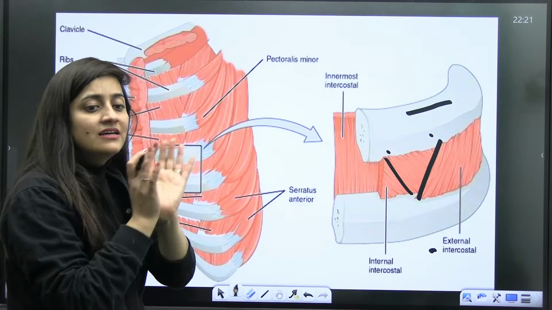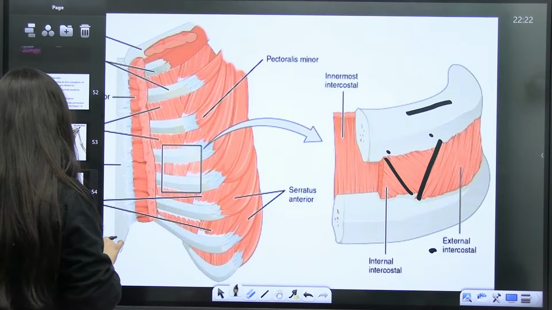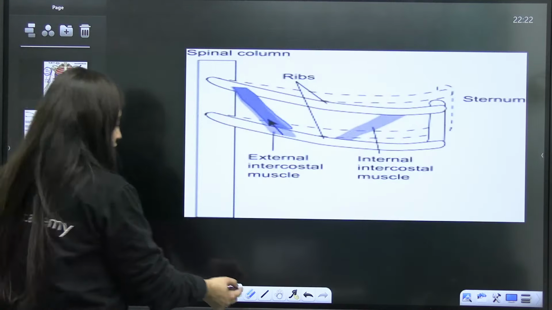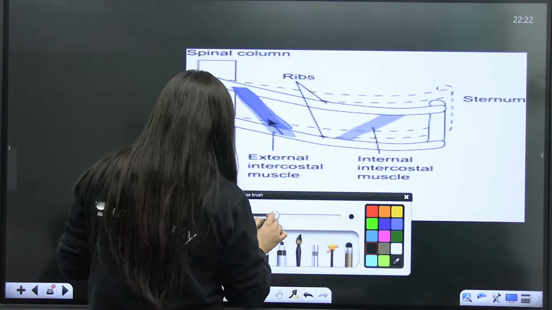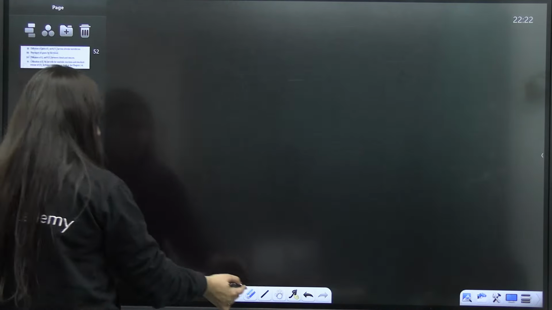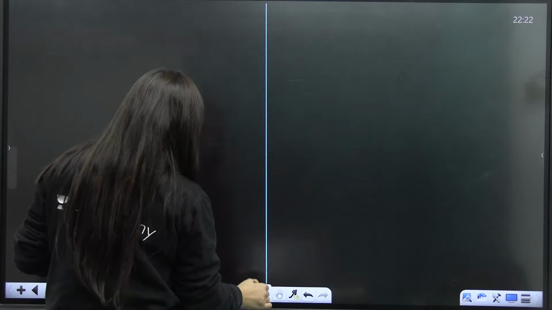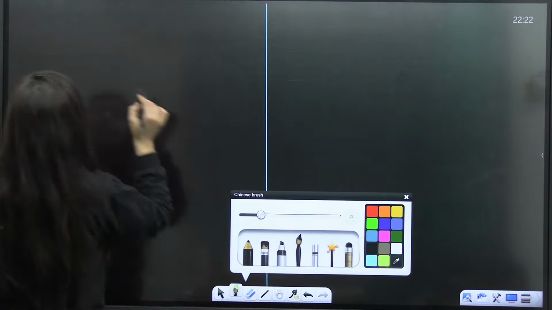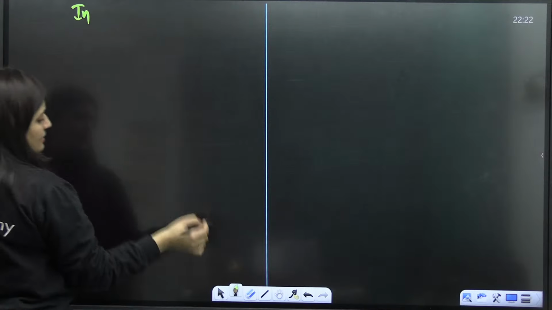Now, if you are clear with the position, you have to understand one thing. When these muscles contract, look at their position. Now we will talk about inspiration, and we will write all the points about what exactly is going to happen in inspiration. Is that clear?